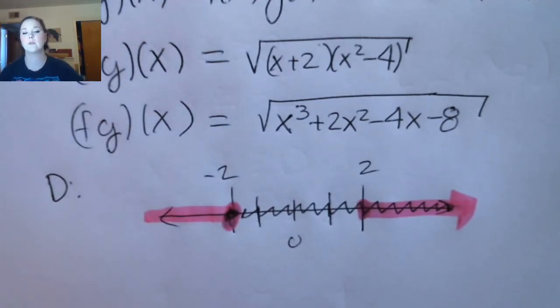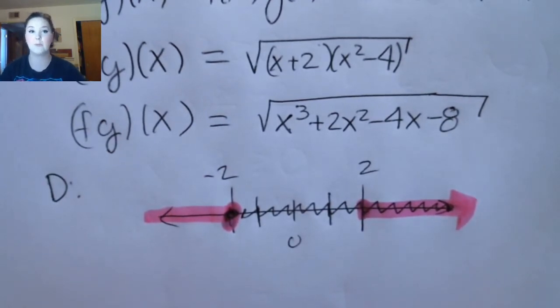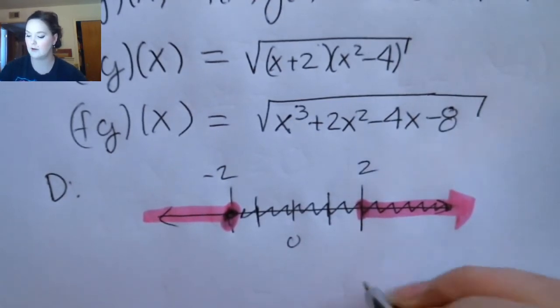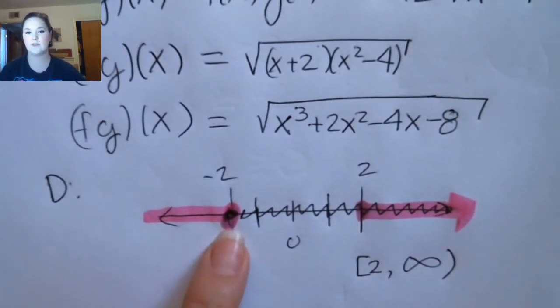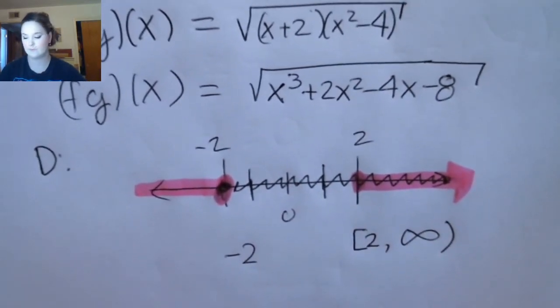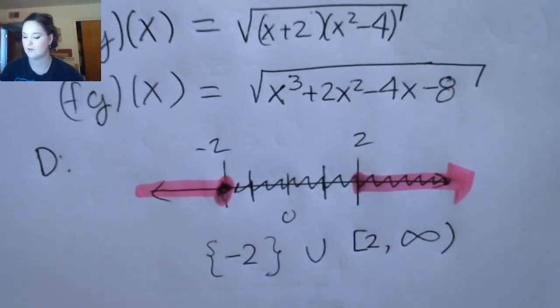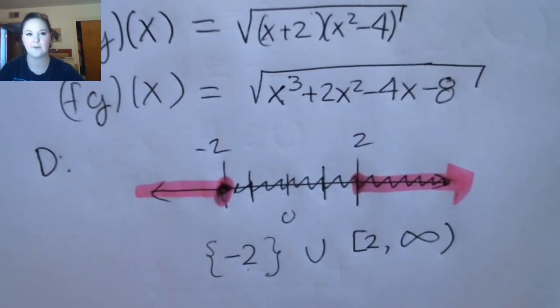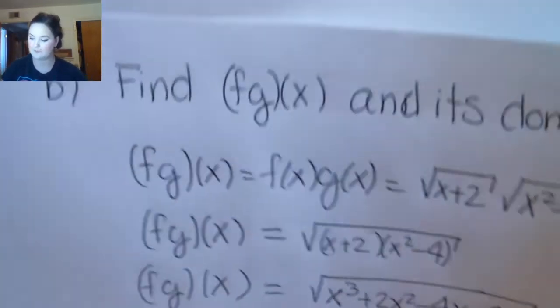So we're looking for where those things overlap. You can clearly see that they overlap here, right? That's what we mean by in both domains, the places where the domains overlap. So that's going to be from 2 to infinity, and also this single point right here at -2. So the single point at -2, and then the interval between +2 and infinity. All right, let's look at part C of this example.